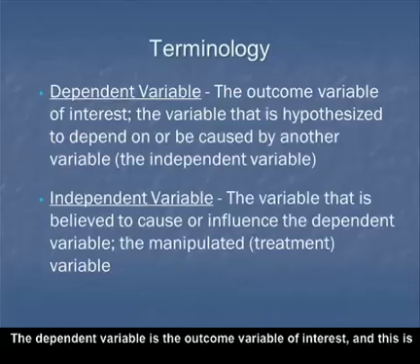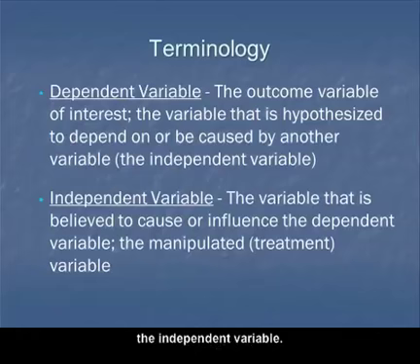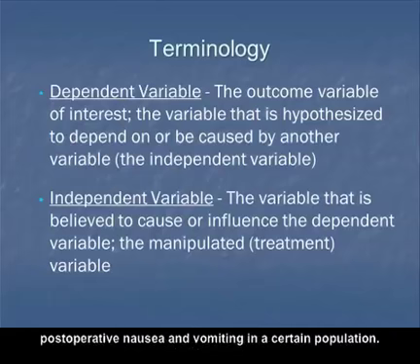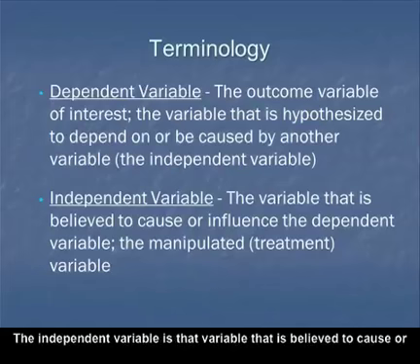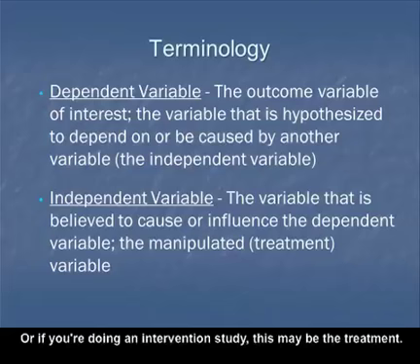The dependent variable is the outcome variable of interest. This is the variable that is hypothesized to depend on or be caused by another variable, the independent variable. In our example I just mentioned, the dependent variable may be the incidence of postoperative nausea and vomiting in a certain population. The independent variable is that variable that is believed to cause or influence the dependent variable, or if you're doing an intervention study, this may be the treatment.